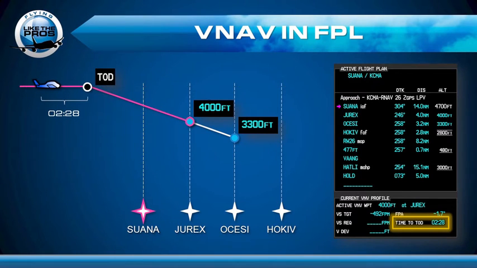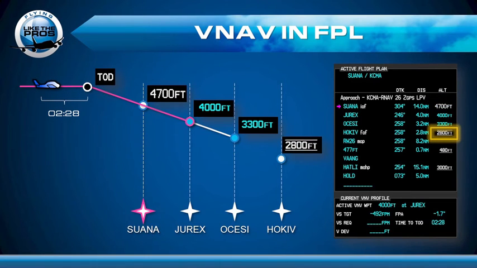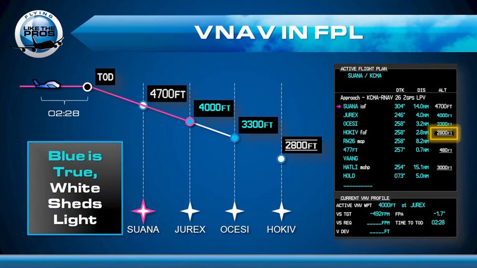Now, the G1000 will also show us some altitudes in white for informational purposes. For example, our vertical path happens to cross Suwana at 4,700 feet, so that is shown in the flight plan using large white letters. Also, some altitudes from the database may be included for your reference. For example, the published altitude at the final approach fix is 2,800 feet. Just remember, blue is true. Those are the altitudes that define the vertical path, and white sheds light. Those are the altitudes provided for your reference only.